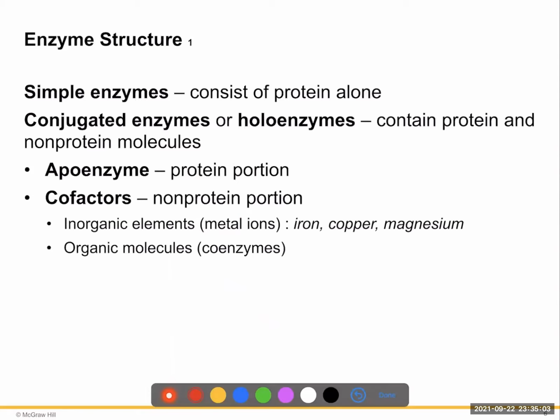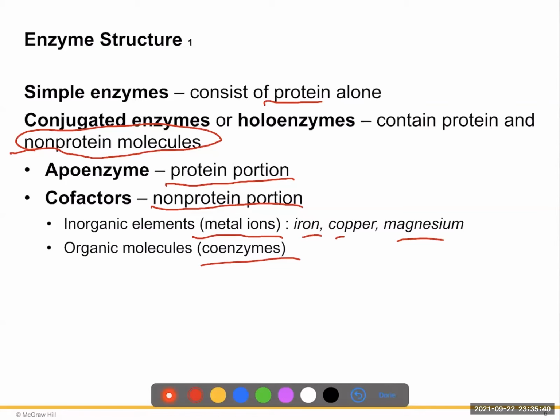Simple enzymes are just a protein. Conjugated enzymes are holoenzymes. They're a protein and a non-protein molecule, like a vitamin or a cofactor. The conjugated enzymes have two different types. There's apoenzymes, which are the protein portion, and the cofactors, which are the non-protein portion. So there's two parts of the conjugated enzyme, the protein and the non-protein portion. The cofactors could be inorganic elements like metal ions, like iron, copper, magnesium, or it could be organic compounds like coenzyme A or coenzyme Q.